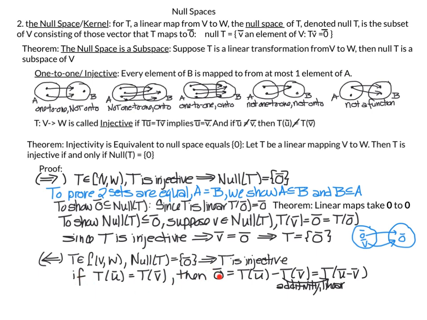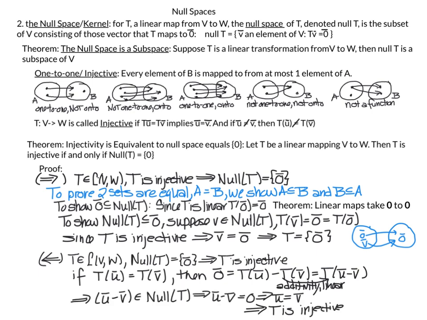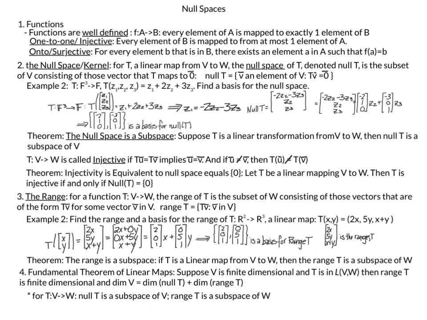Then we know that the 0 vector is equal to T of U minus T of V. It's just subtracting T of V from both sides of the equation. And because T is a linear transformation, by additivity, that means this is equal to T of U minus V. This implies that U minus V is in the null space of T, or U minus V is equal to 0, which means U is equal to V, and therefore we have shown that T is injective. To see where we are using our overview slide, we've covered all of our things for the null space.